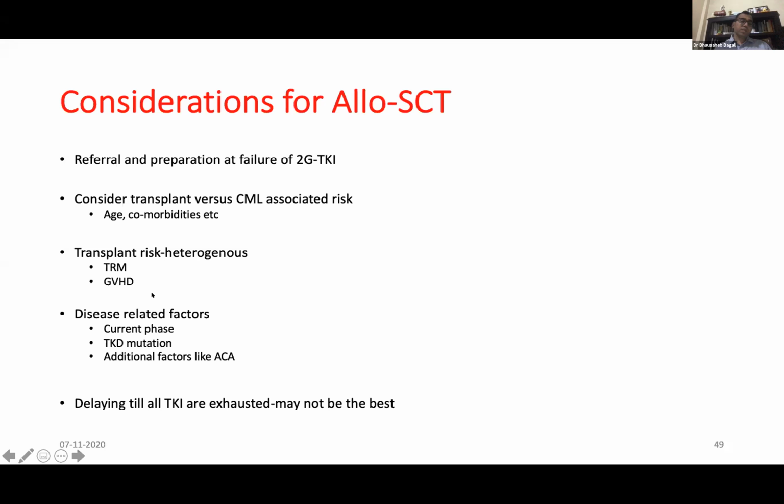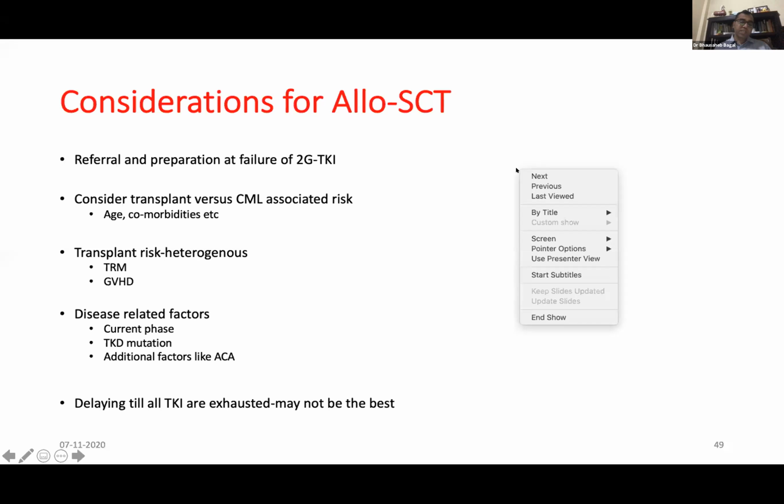In terms of transplant, you look at TRM and GVHD, and there are different tools to get an idea of TRM and GVHD. And in terms of disease related factors, you have factors like current phase, the TKD mutation, or additional factors like ACA. We were discussing in the panel discussion the prognostic implication of ACA, and some ACA, they call it class 1 in that German paper, are really bad, and there is a very strong suggestion to proceed with allogeneic transplant in these patients.